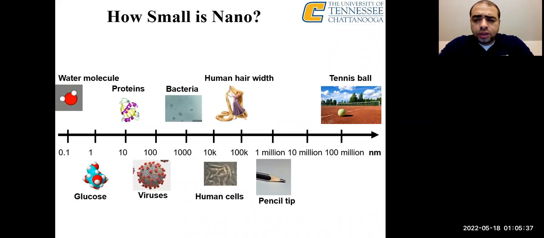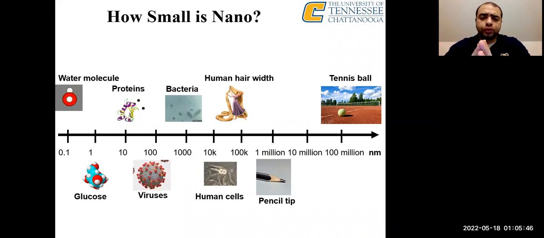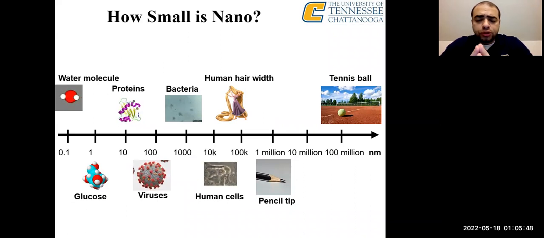Let's see how small is nano. A water molecule, for example, is less than 1 nanometer in diameter. So it's a small molecule, but some molecules are a lot bigger. For example, polymers can be in the tens of nanometers. Glucose is in the range of a few nanometers, but proteins can be in the range of tens of nanometers.